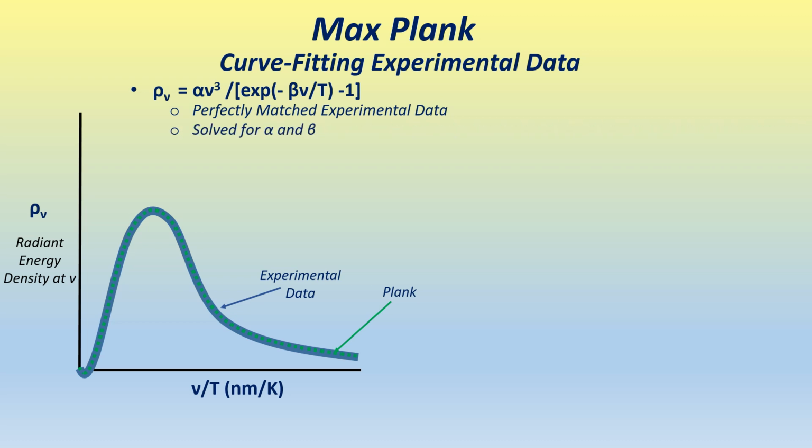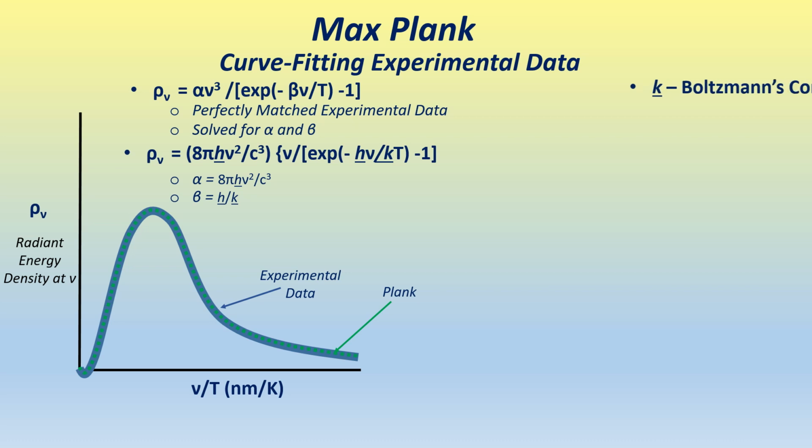For example, in Planck's curve fitting, he had two variables, alpha and beta. Over time, he solved for these variables and found out that they depended upon two known constants. Alpha depended on some number h. Beta depended on both h and another number, k. K had been known. K was something called Boltzmann's constant.